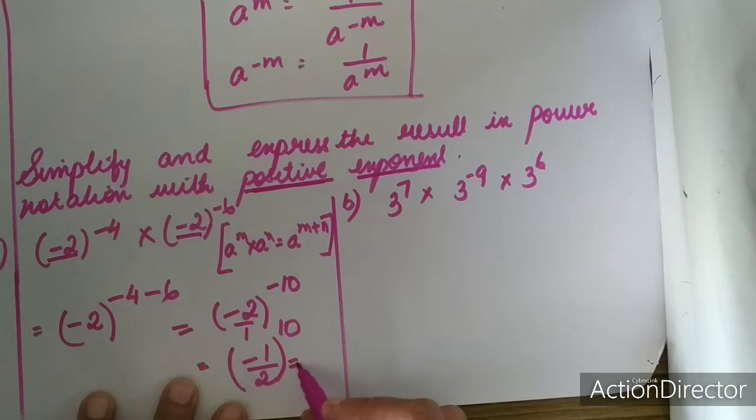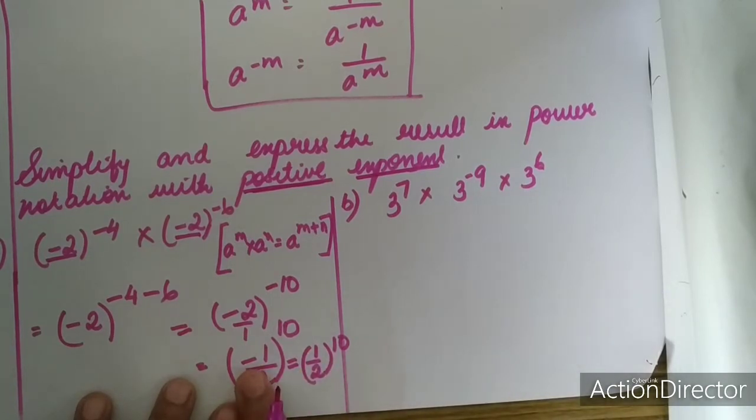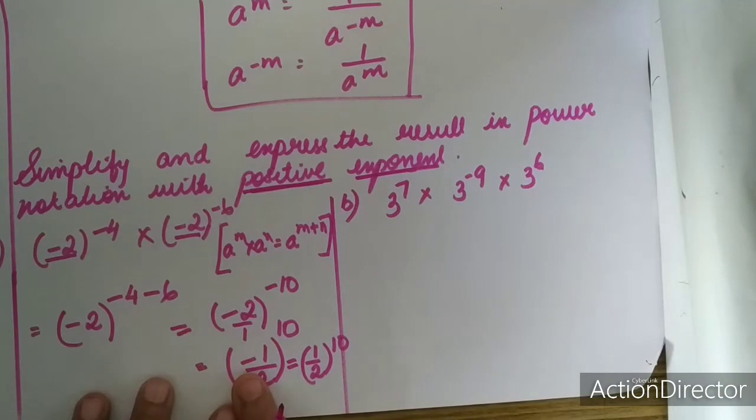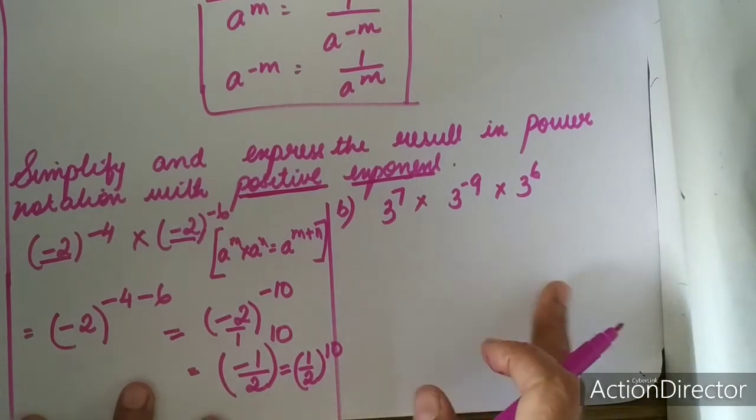This can also be written as 1 upon 2 whole raised to the power of 10 by leaving the minus sign, because since it is an even power I can leave the minus sign over here. If it is an odd power, the minus sign is compulsory. If it is an even power, I can take away this minus sign over here. So let us move on to the next example.